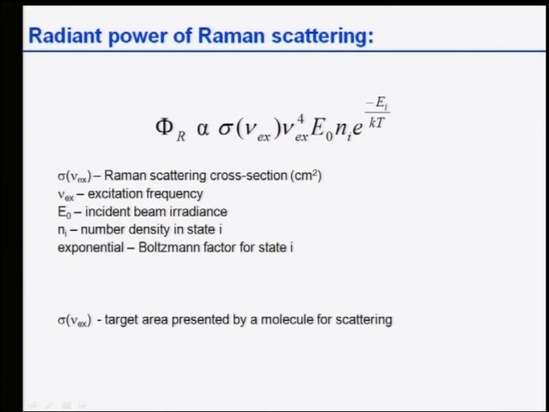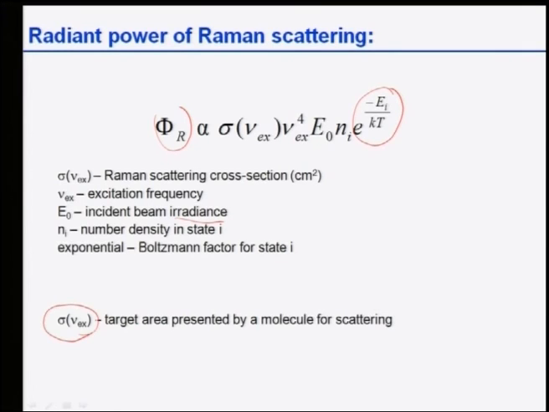Well, there is another thing which we should also know for Raman scattering, which is the radiant power. As you see, the radiant power phi r is proportional to sigma nu x to the power 4, E0, Ni, e to the power minus Ei by kT, where sigma nu x is basically the Raman scattering cross section, which is in terms of centimeter square, and nu x is the excitation frequency by which you are putting the laser beam energy. E0 is the incident beam irradiance, Ni is the number density of states in any state i, and Ei is the energy of that state, and this exponential term comes because of Boltzmann.